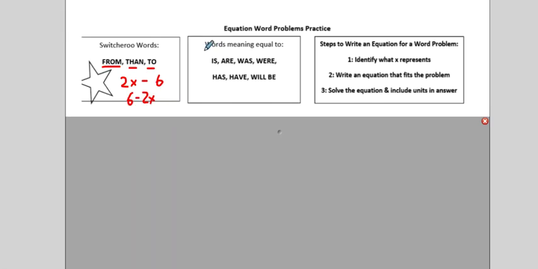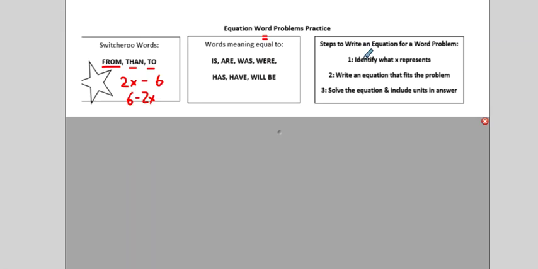And then a few reminders that words meaning equal to are is, are, was, were, has, have, or will be. When we see those words, we know that we need an equal sign. And remember, since we are writing word problem equations, we are going to have an equal sign since they're for equations.